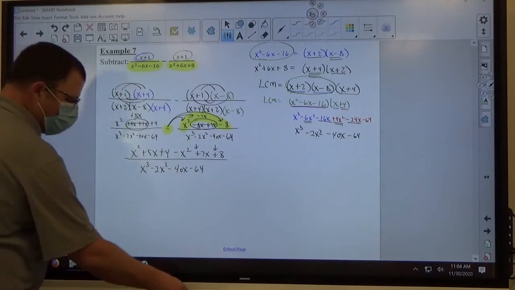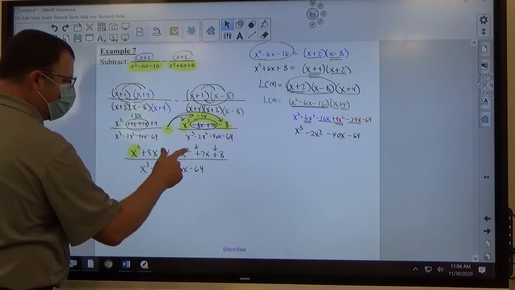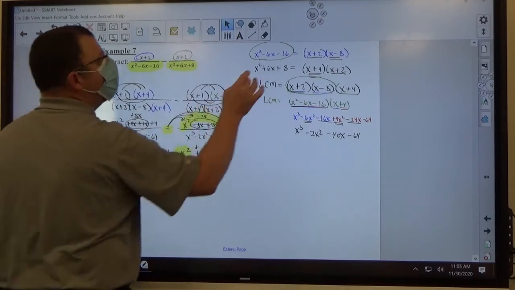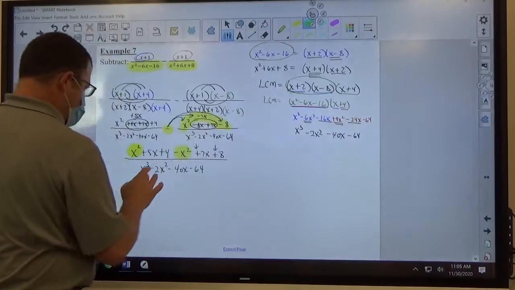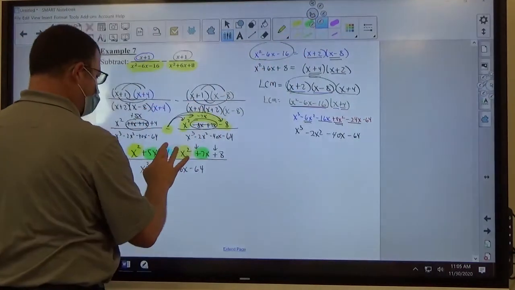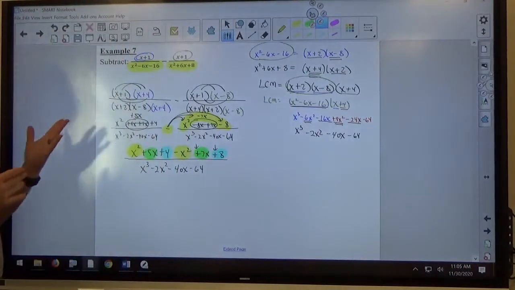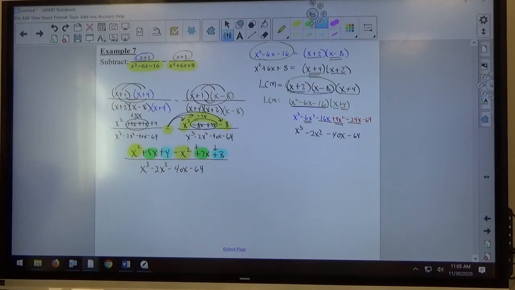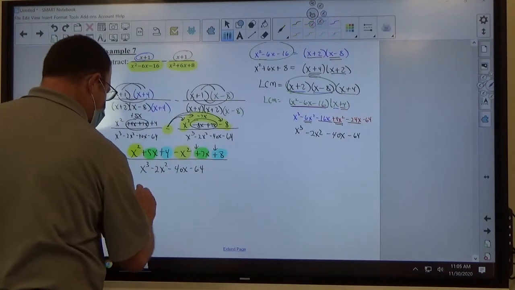And then we just combine like terms on top. I've got x squared and negative x squared. I have positive 5x and positive 7x. I have positive 4 and positive 8. Again, it started off as a subtraction problem. At this point, I'm just combining like terms based on the signs I'm looking at. If the signs match, I add. If the signs are different, I subtract. Put the answer with the sign of the bigger number.